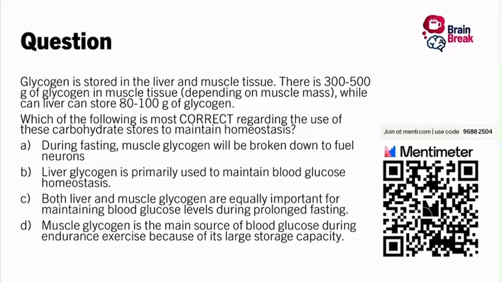Is it A, during fasting, muscle glycogen will be broken down to fuel neurons? B, liver glycogen is primarily used to maintain blood glucose levels? C, both liver and muscle glycogen are equally important in maintaining blood glucose levels during prolonged fasting? Or D, muscle glycogen is the main source of blood glucose during endurance exercise because of its large storage capacity? What do you believe to be the most correct answer?